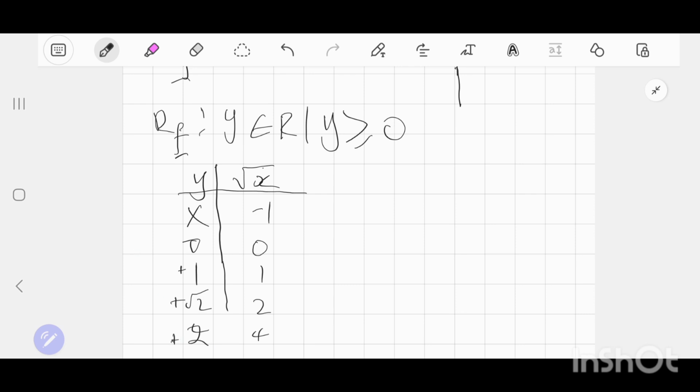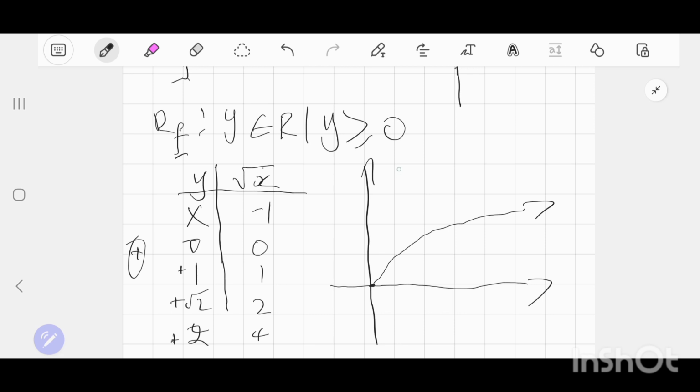I know there is going to be plus or minus, but since we want to make it a function, we're going to ignore the negative part. So we're only going to take the positive part. So the function, when you want to draw it, it's going to be like this. It's coming from here now, and then just here, people. So your function will be like this. Your Y and your X. So this will represent your what? Your function.